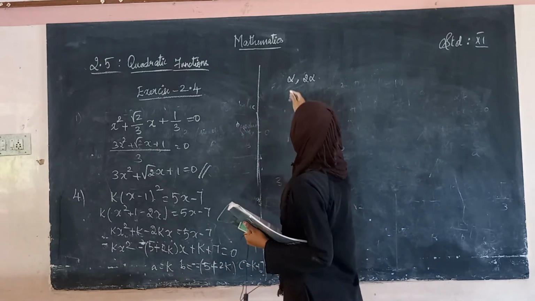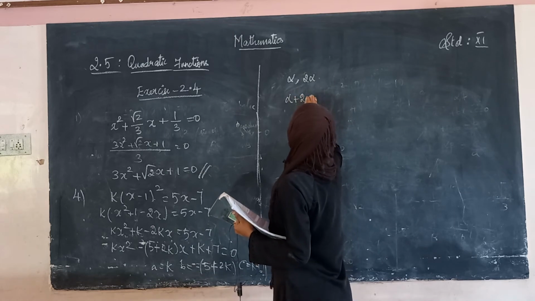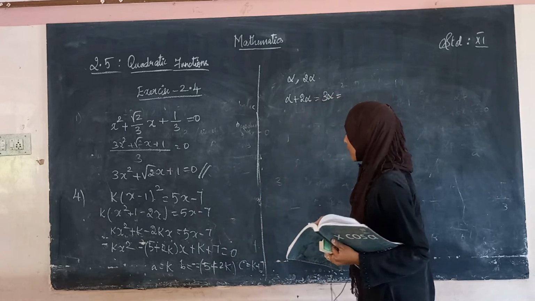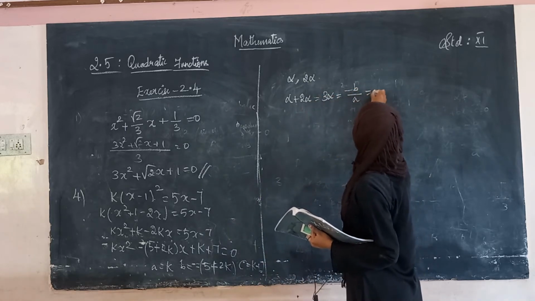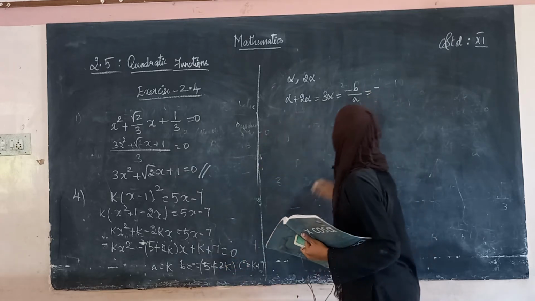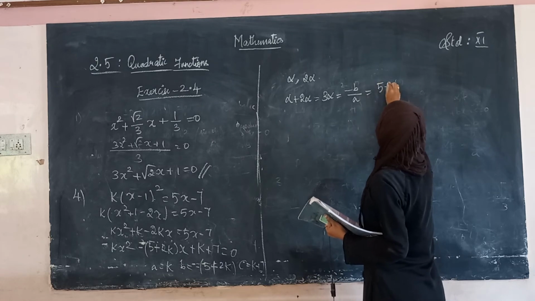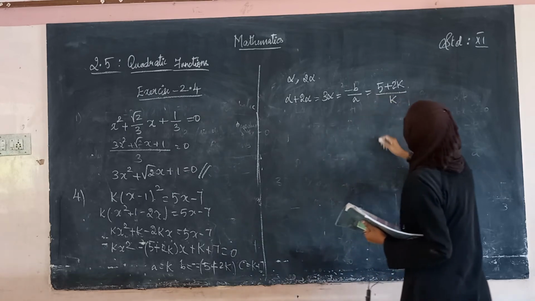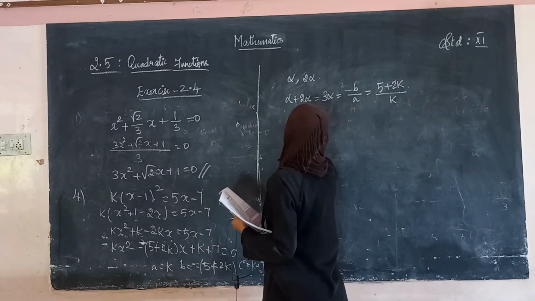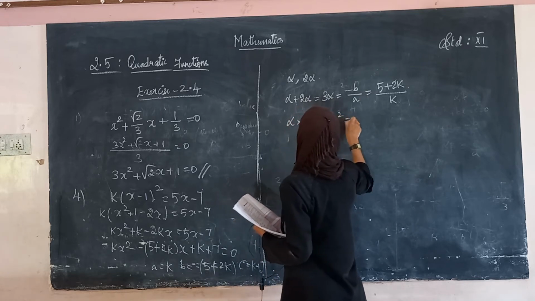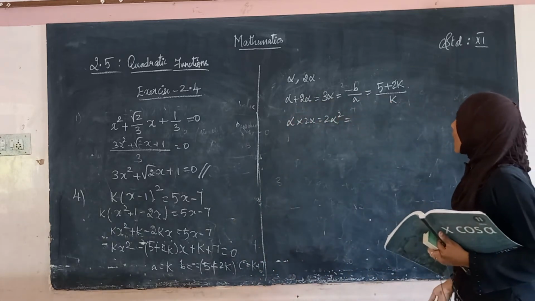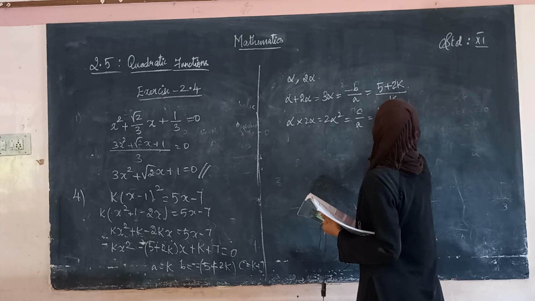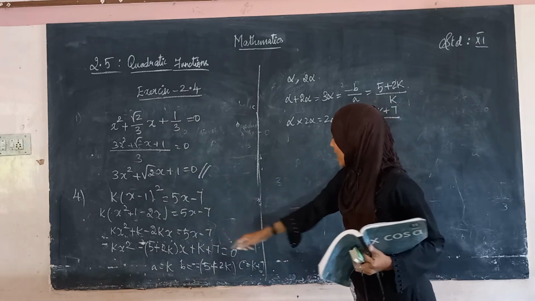See here, the sum of the roots: alpha plus 2 alpha is equal to 3 alpha, is equal to minus b divided by a. B is minus of 5 plus 2k, so minus into minus gives 5 plus 2k divided by a. A is k. Let it be as it is. And then the product of the roots, alpha into 2 alpha is equal to 2 alpha square, is equal to c divided by a. C is k plus 7, divided by a which is k.